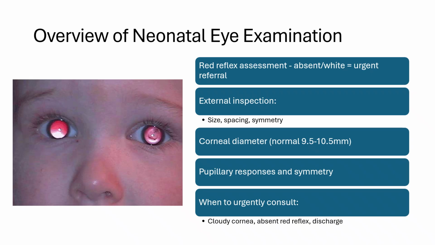3 findings mandate urgent consultation: cloudy cornea, absent red reflex, and purulent discharge. A cloudy cornea in the first 24 hours typically means congenital glaucoma requiring immediate pressure reduction. Purulent discharge, especially within the first week, raises concern for gonococcal conjunctivitis, a true ophthalmic emergency requiring systemic treatment.